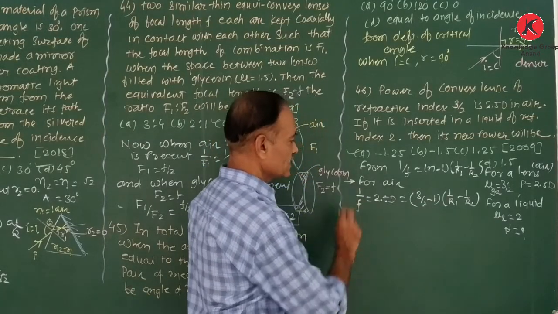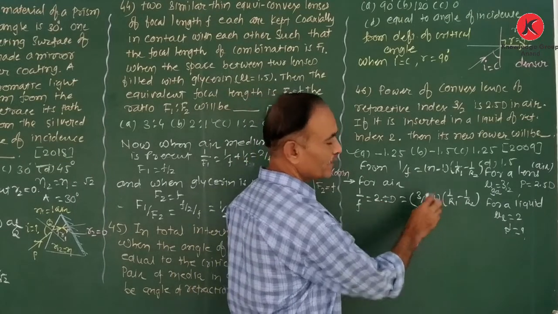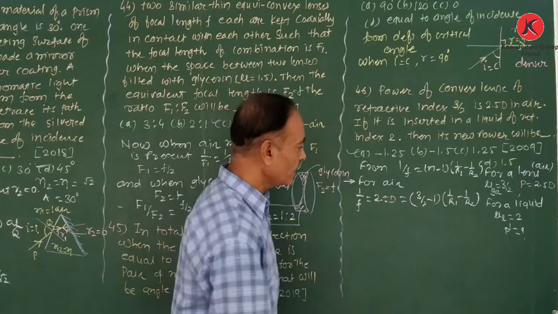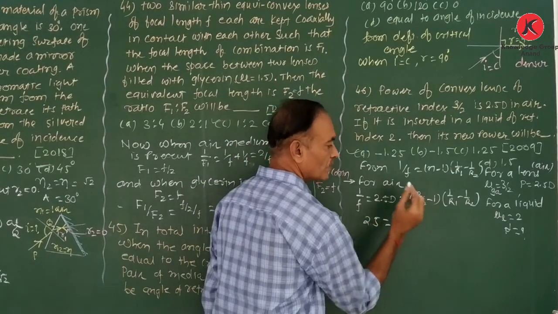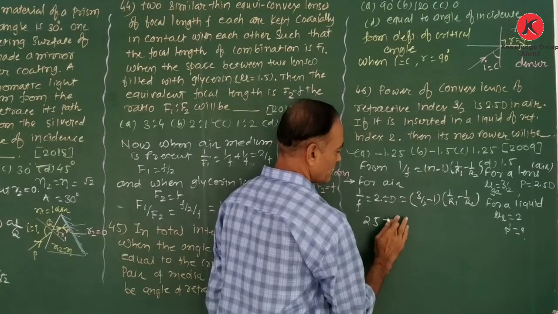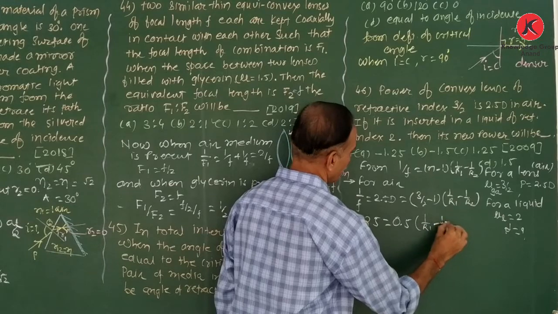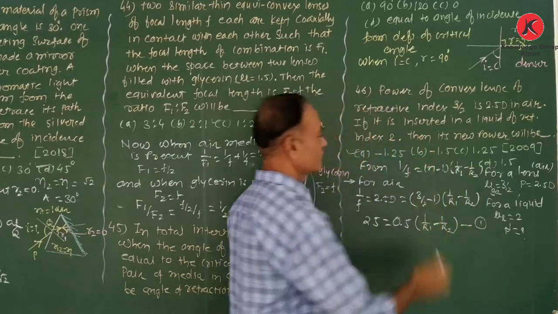Now just write down this equation. 1 upon f is equal to 2.5 D, which is equal to (3 by 2 minus 1) into (1 upon R1 minus 1 upon R2). Therefore, 2.5 is equal to 1.5 minus 1, that means 0.5, into the bracket 1 upon R1 minus 1 upon R2, equation 1.